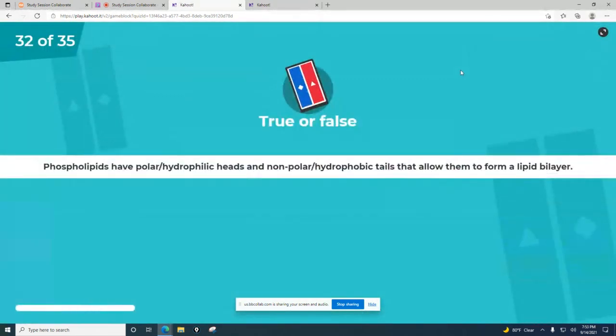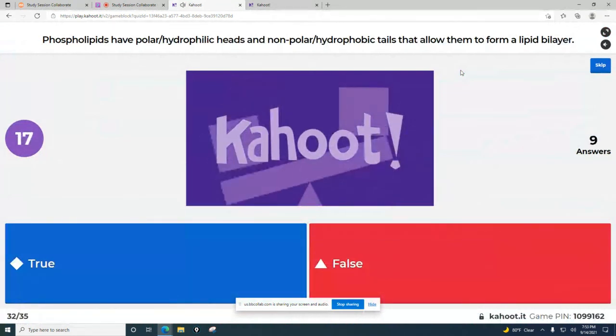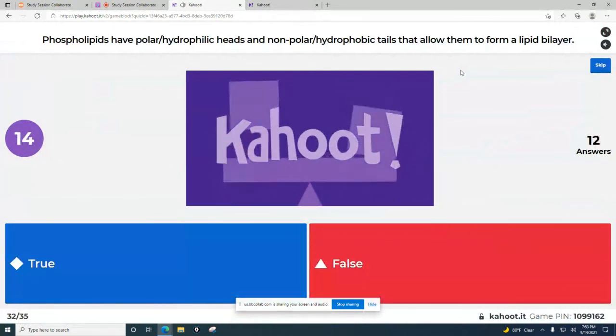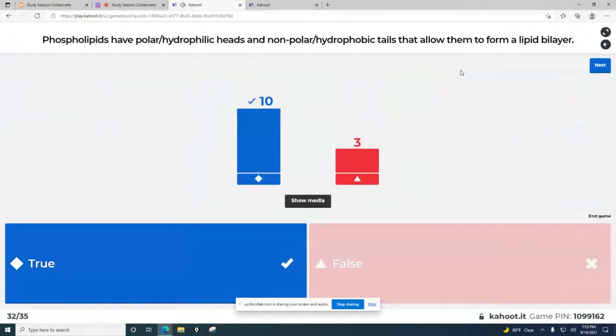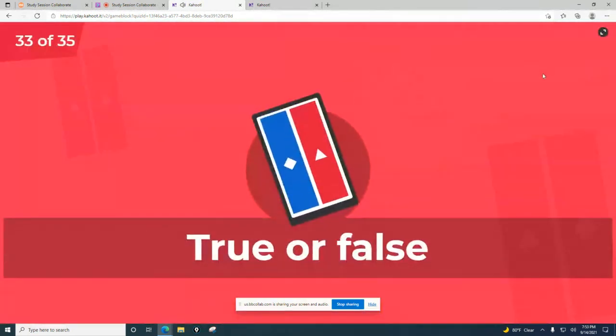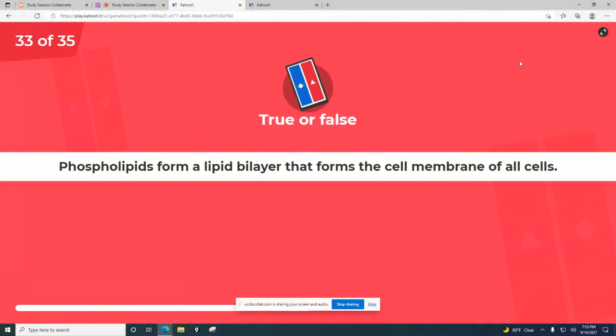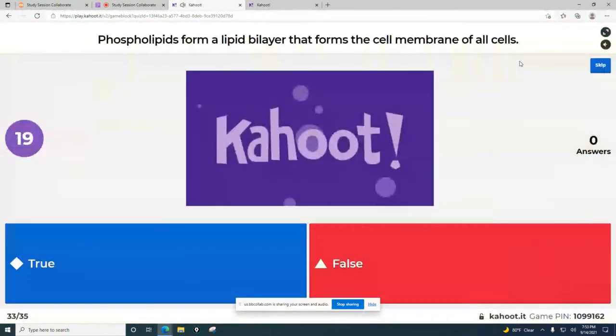Okay, true or false? Phospholipids have polar or hydrophilic heads and nonpolar or hydrophobic tails that allow them to form a lipid bilayer. Very good. So remember we talked about in previous questions about how phospholipids are a unique type of lipid because they have polar and nonpolar components, and those allow them to form that lipid bilayer. Good job, Lauren.